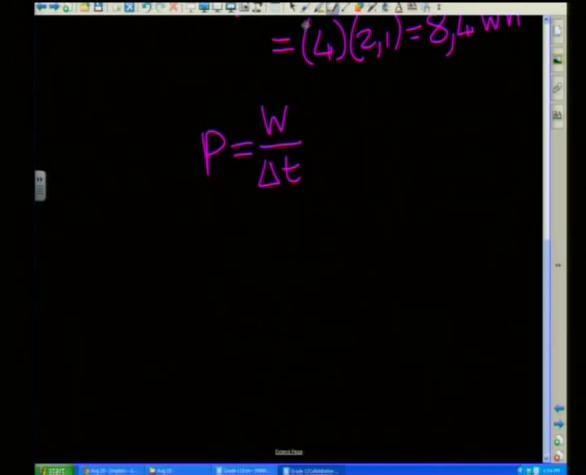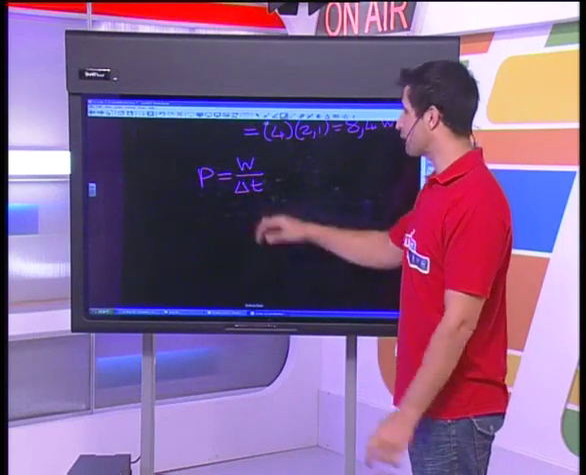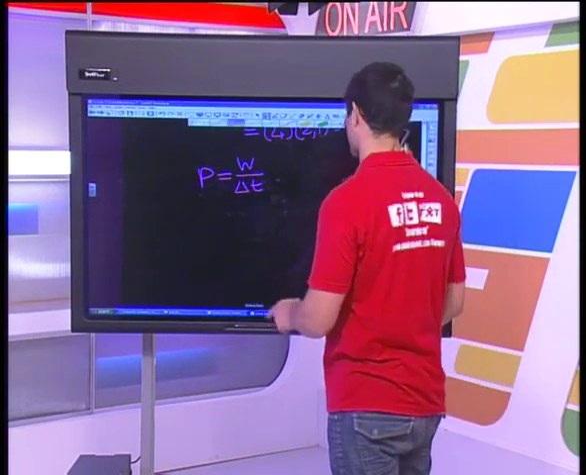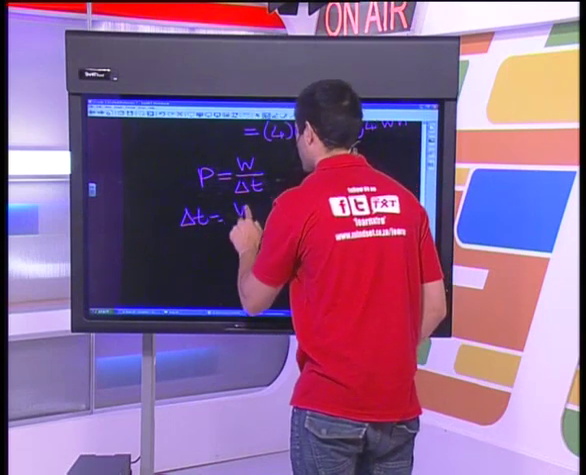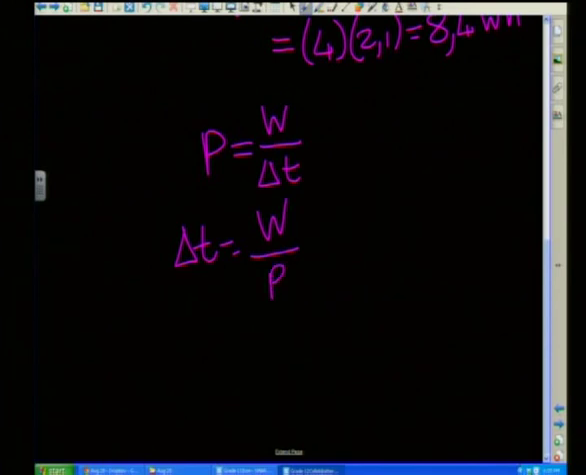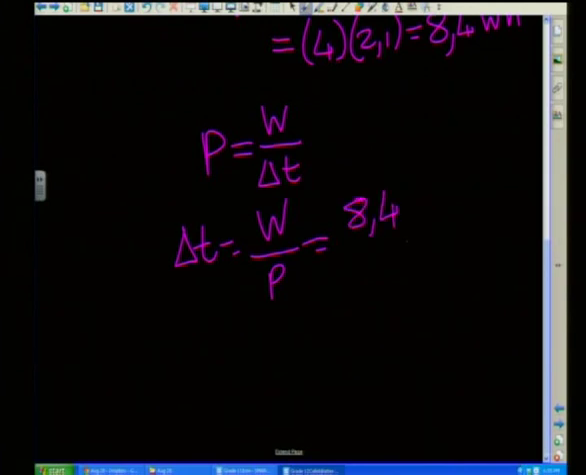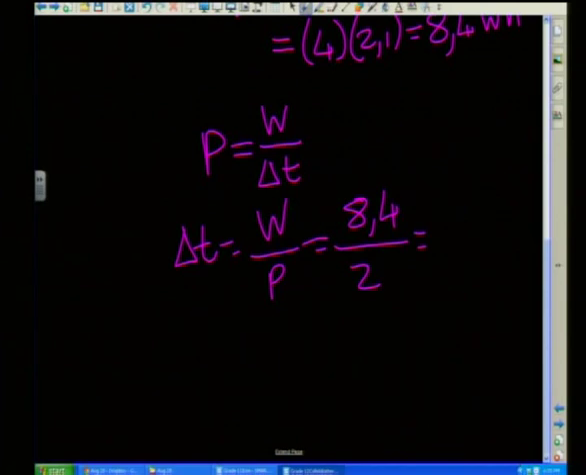Which do I want? Well, I know that I want time out of this equation, so I'm going to manipulate this. Let's get time on its own. So this time is equal to work divided by the power. So let's put in our numbers. We know that the work that the battery can actually do is 8.4, and I'm going to divide it by the power which it's giving out currently, which is 2. If I start to calculate these and I start to divide these, what I'm actually going to find is something quite surprising. If I get 8.4 and I divide it by 2, I get 4.2.